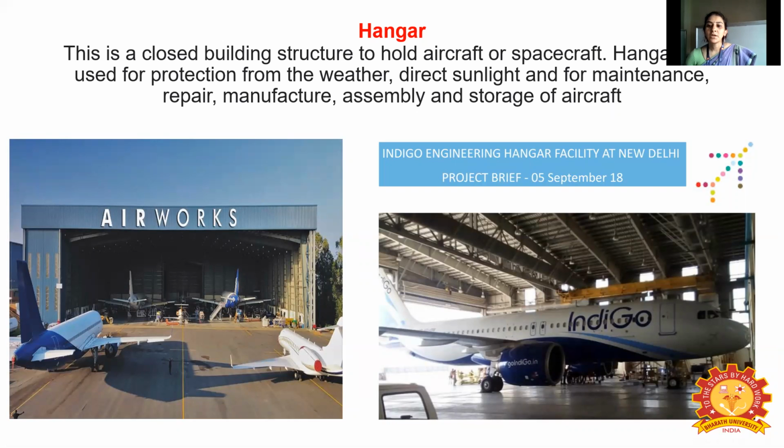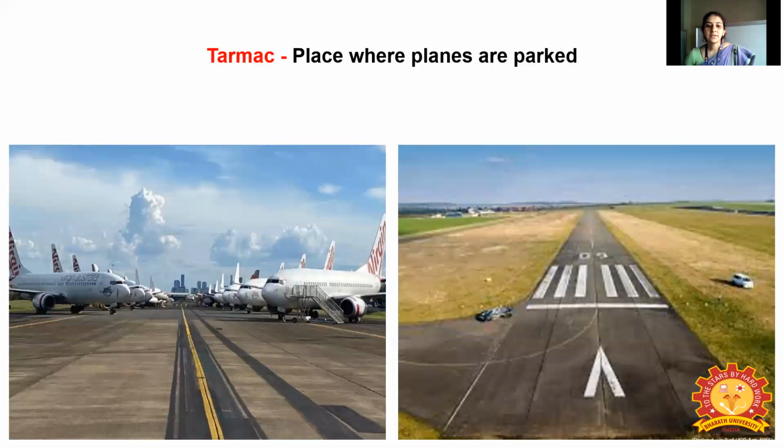And these two hangars are based in India. The second picture is an IndiGo flight which is stationed at New Delhi. Most airports have a hangar as part of their components. And the next one is tarmac. Tarmac is where exactly the planes are parked. It is something like the normal tar road which we come across. The pictures will show you exactly what tarmac is. It can simply be called a road within the airport.